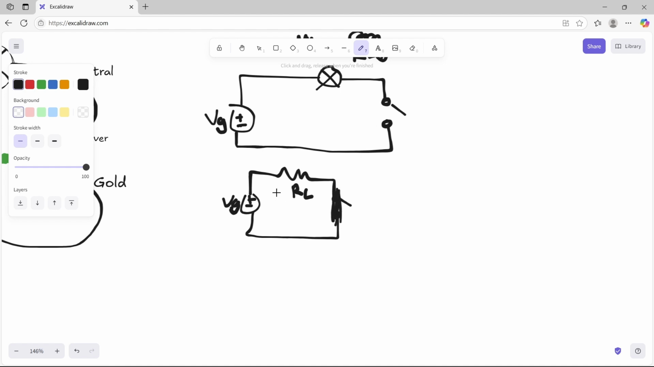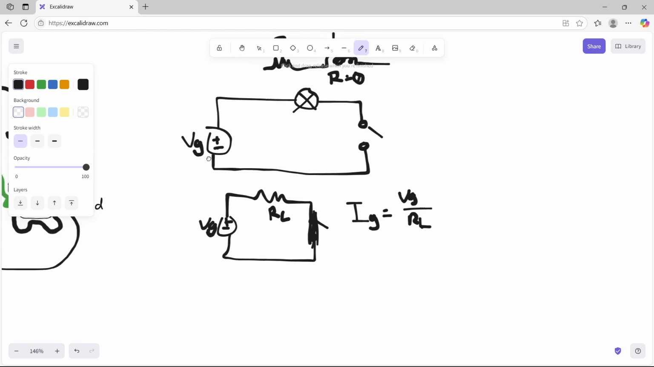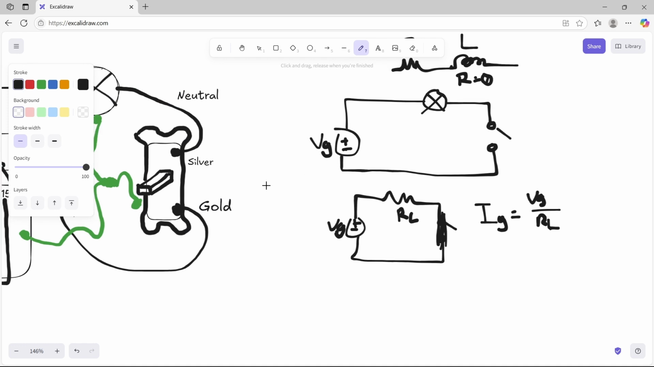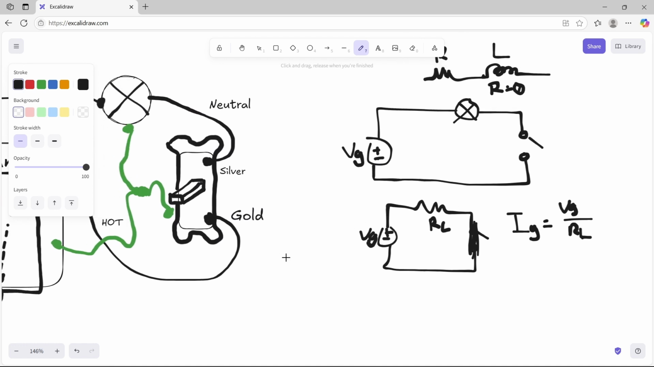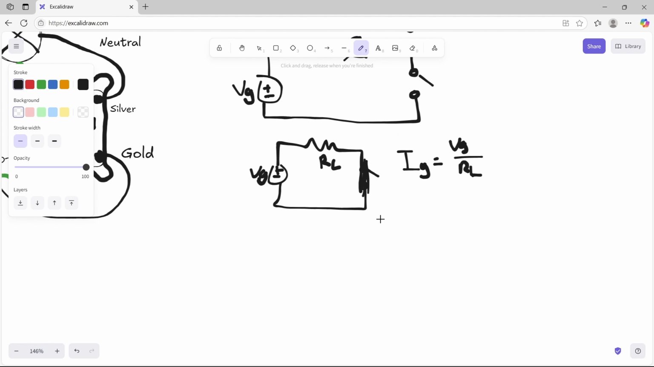And so we just have VG and RL in series, and the current coming out of VG will be directly related to the drop across RL. And this takes us right back to Ohm's law. But what if we had a bunch of these lights in parallel, like they are in your household, or if you were crazy and even put a bunch of them in series? You know, what's going to happen? How would we even calculate the current through that device?